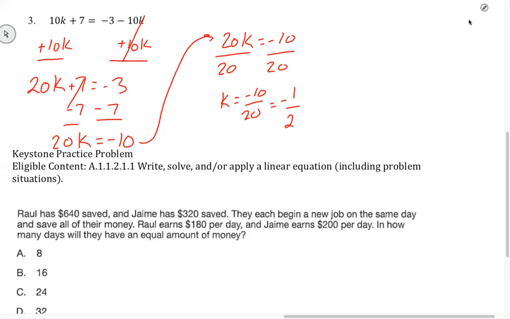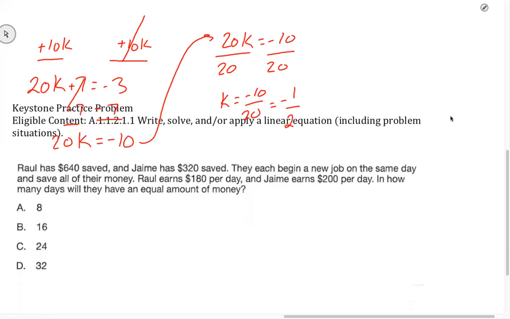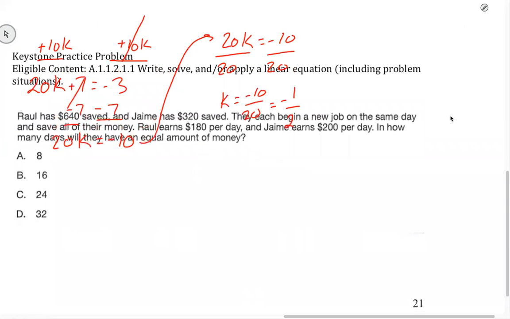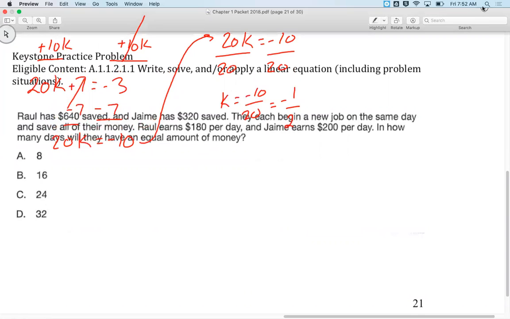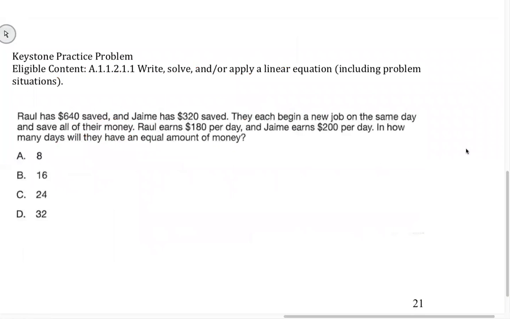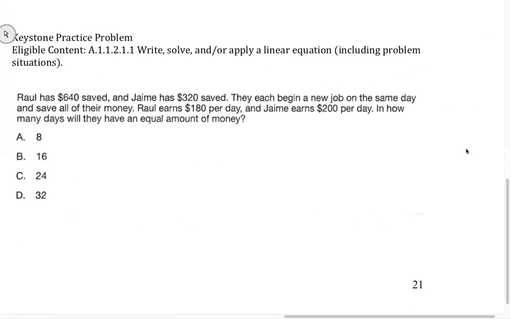All right, Raul and Jamin have saved some money. Raul has saved $640 and Jamin has saved $320. They each begin a new job on the same day and save all of their money. Raul earns $180 per day and Jamin earns $200 per day. In how many days will they have the same amount of money?